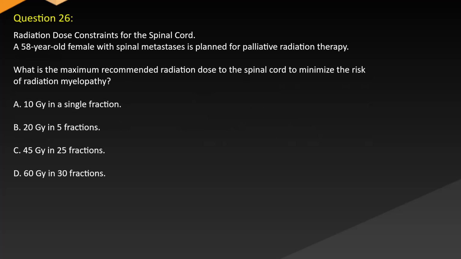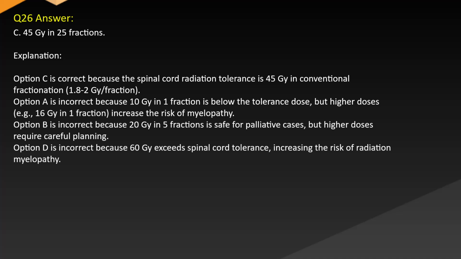Question 26. Radiation dose constraints for the spinal cord. A 58-year-old female with spinal metastasis is planned for palliative radiation therapy. What is the maximum recommended radiation dose to the spinal cord to minimize the risk of radiation myelopathy? A. 10 Gy, a single fraction. B. 20 Gy, 5 fractions. C. 45 Gy, 25 fractions. D. 60 Gy, 30 fractions. Answer: C. 45 Gy, 25 fractions.